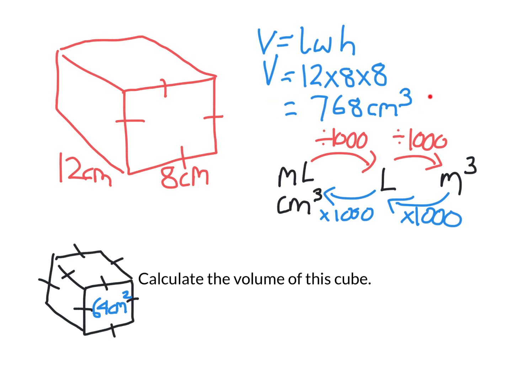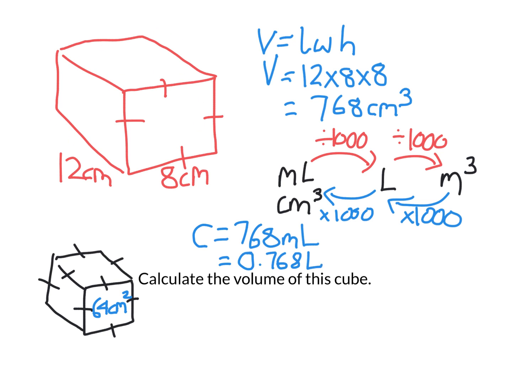So this shape here held 768 centimeters cubed. That means the capacity of this prism is 768 mils, because a milliliter or a mil and a centimeter cubed are the same thing. If I want to know how many litres this holds, I simply divide this number by 1,000. And you can use your calculator for that. So it would hold 0.768 litres, almost 0.8 litres. So this would hold just under a litre.